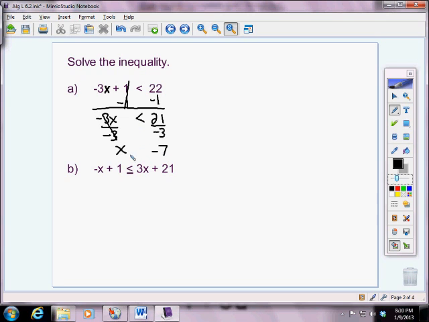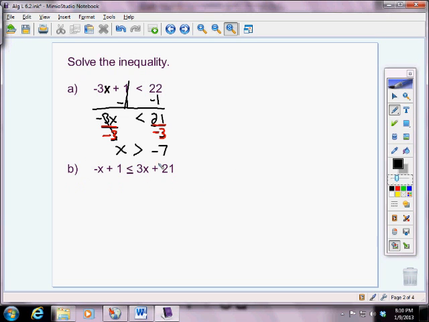Now before you bring down the inequality, did you multiply or divide by a negative number? Yes, you did. You divided both sides by a negative 3. So if I divide both sides by a negative 3, all I do is flip the inequality over. Instead of saying less than, it becomes greater than. Our directions don't say to graph here, so I'm going to move on.